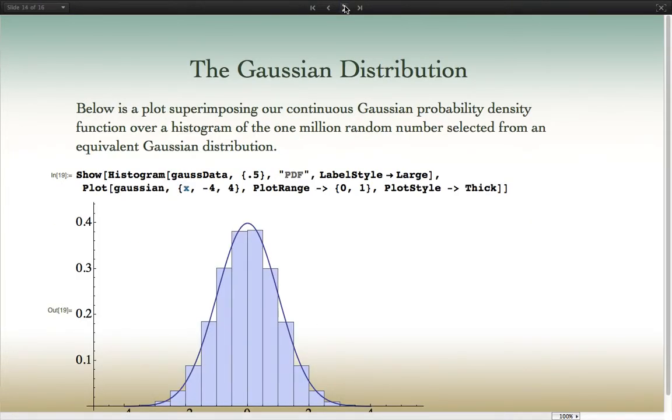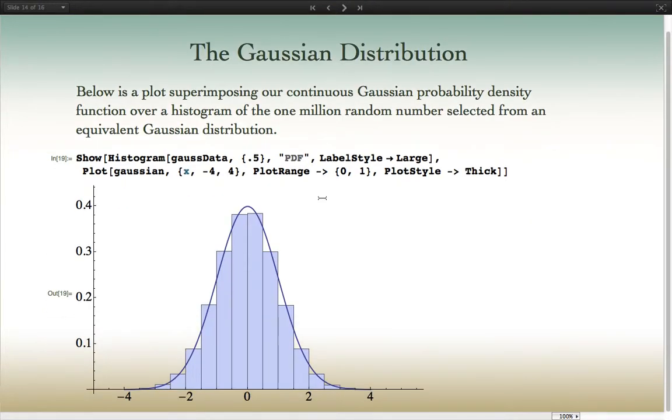So if we want to know the probability of getting a negative number, we could say the region is from negative infinity to 0. But this thing dies out pretty quickly, so we could probably even just say something like negative 5 to 0 and still get the same answer.